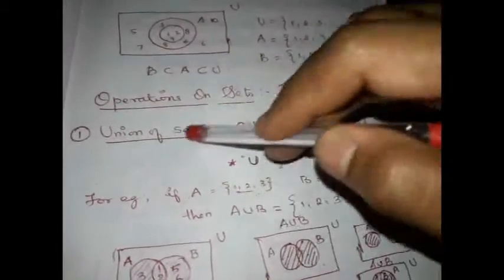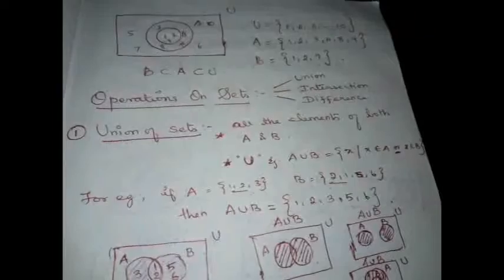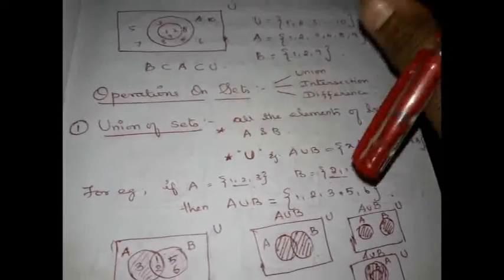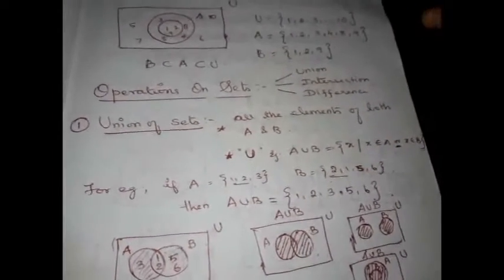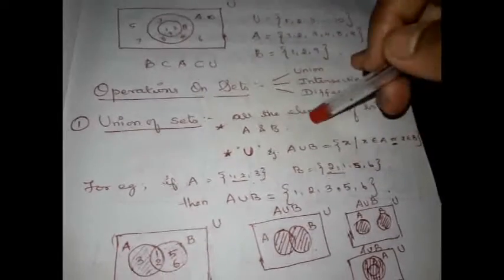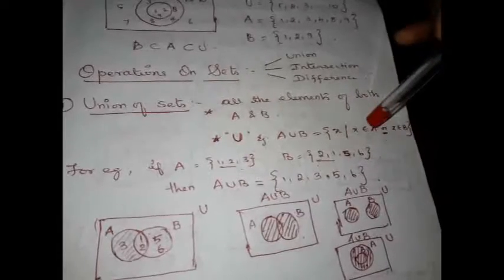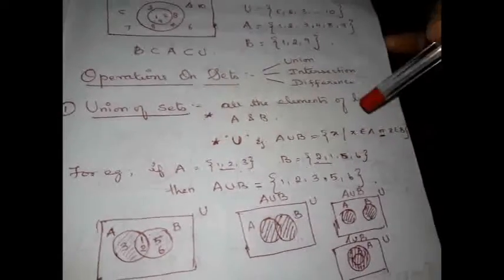What is meant by union of two sets? It means a combination of all the elements of both the sets, where we will not repeat any elements. All the elements of both A and B. We will denote it by this symbol. A union B means the set of all x such that x belongs to A or x belongs to B. This "or" is very important here.